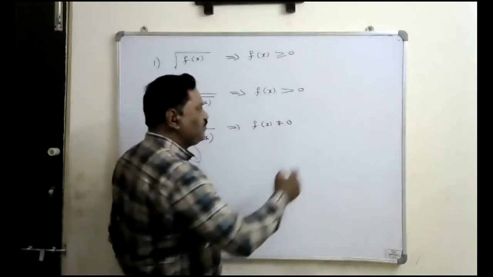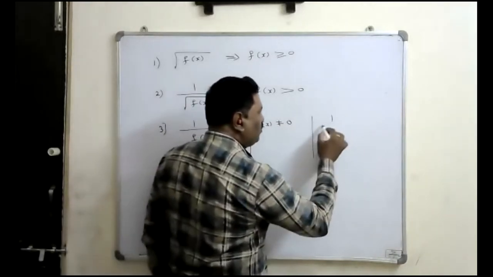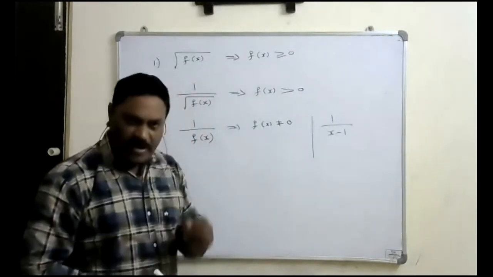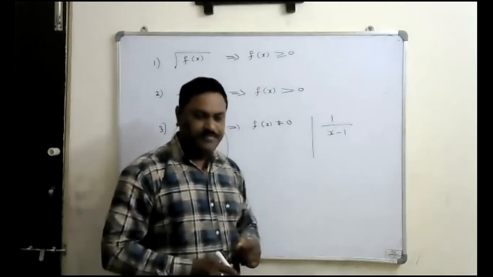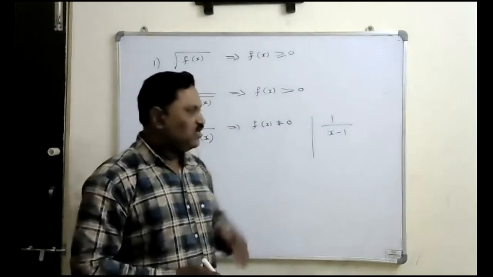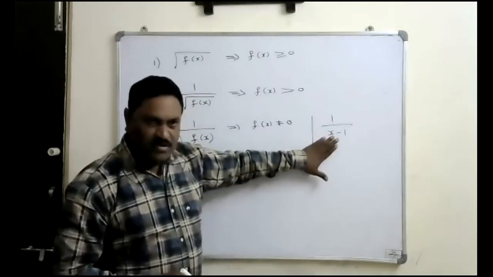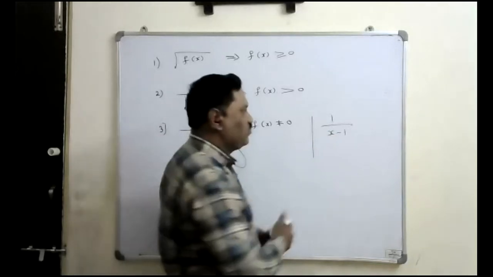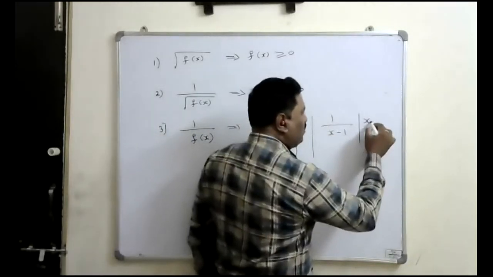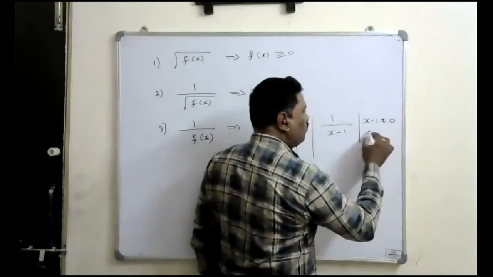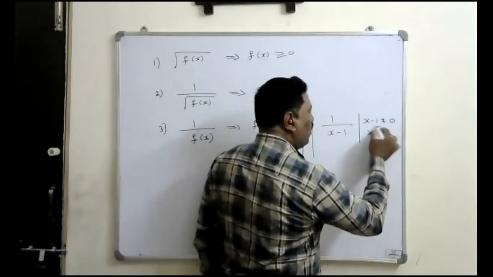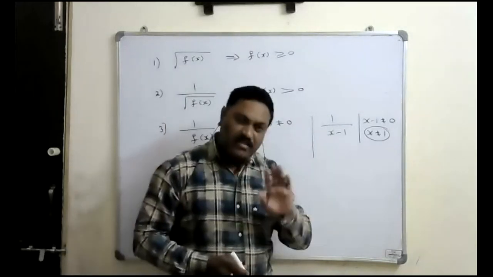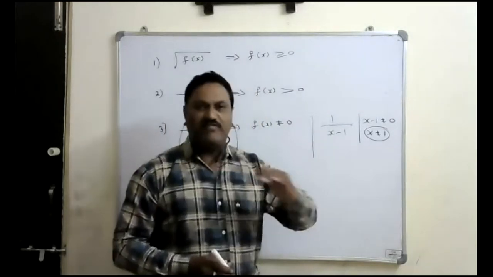Suppose, for example, I want to find the domain of the function 1 by x minus 1, that is 1 upon x minus 1. Since there is a denominator, when the denominator is equal to 0 it is not defined. So the condition is that x minus 1 is not equal to 0, which means x is not equal to 1. We should not take x equal to 1; other than 1, we can take any other values.